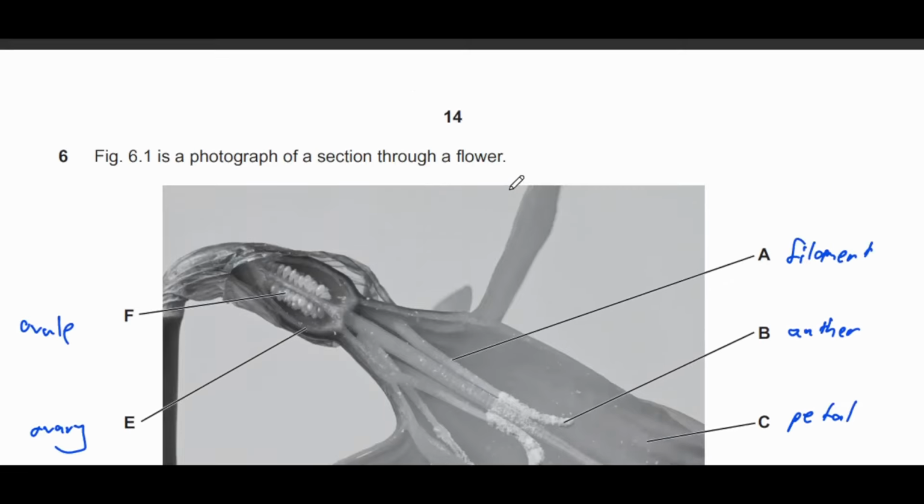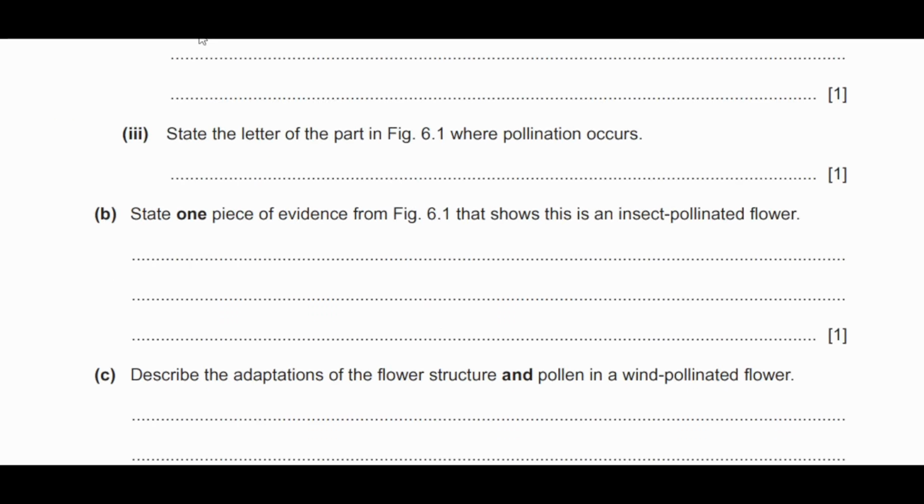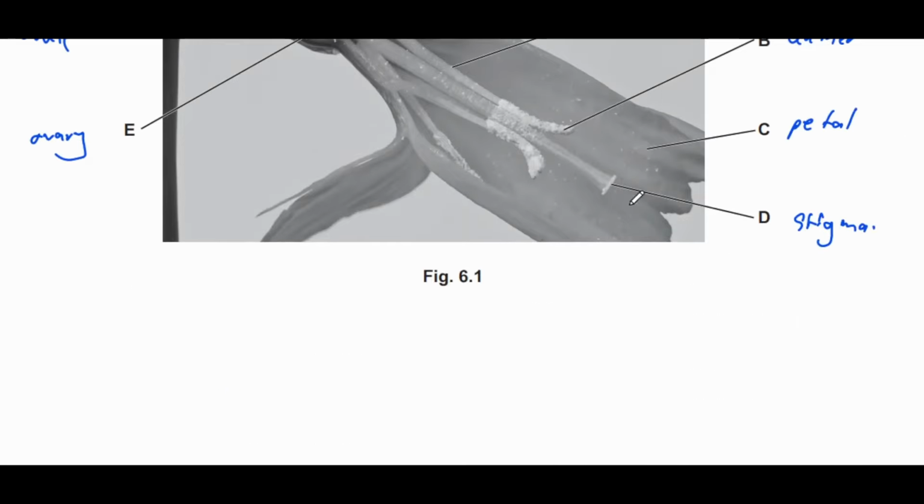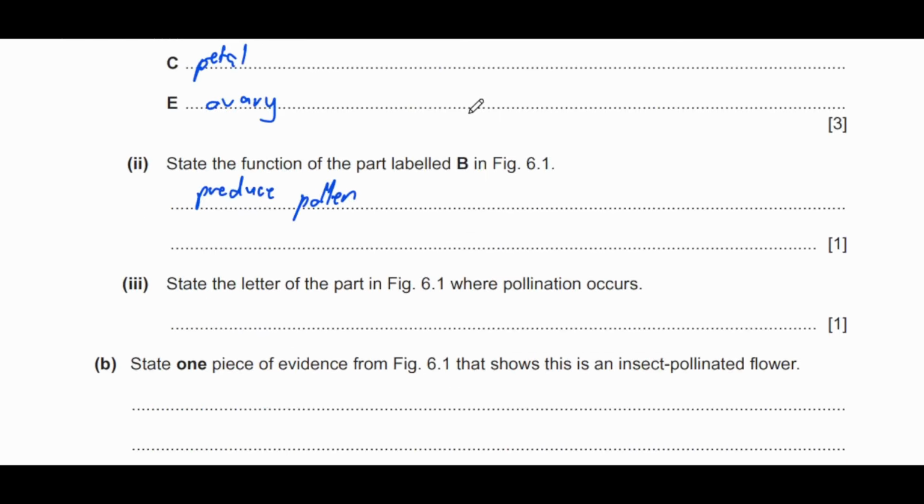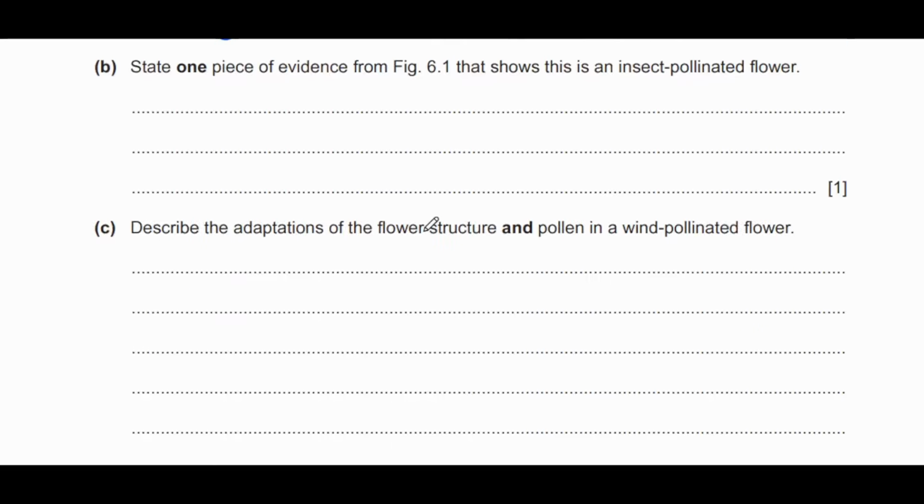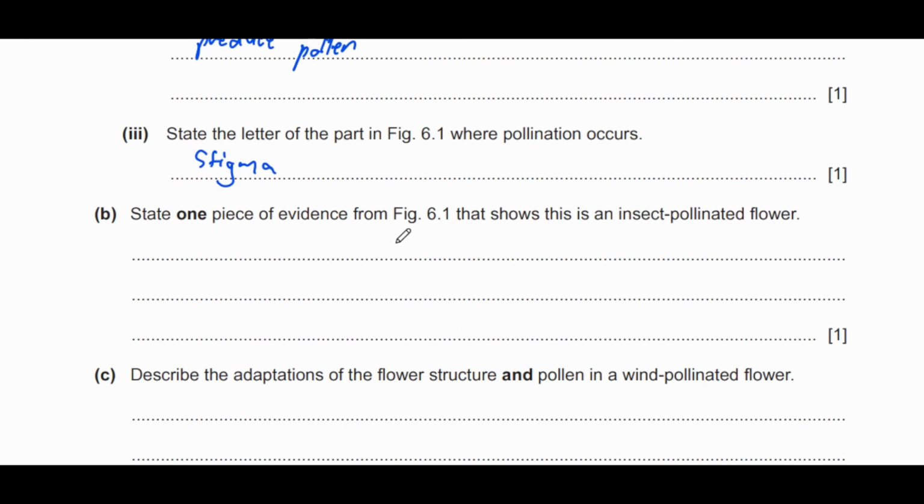Okay. Part 2. State the function of the part labeled B in figure 6.1. So what's B? B is the anther, right? So as I said, anther is used to produce pollen. Okay? State the letter of the part in figure 6.1 where pollination occurs. So pollination will occur on the stigma, because the pollen needs to fall on the stigma for fertilization to start. Or if they ask you to state the letters, you put D.